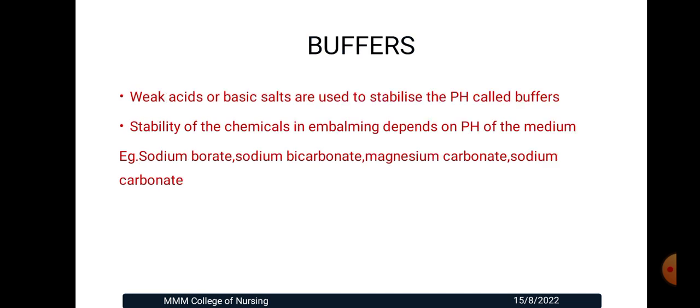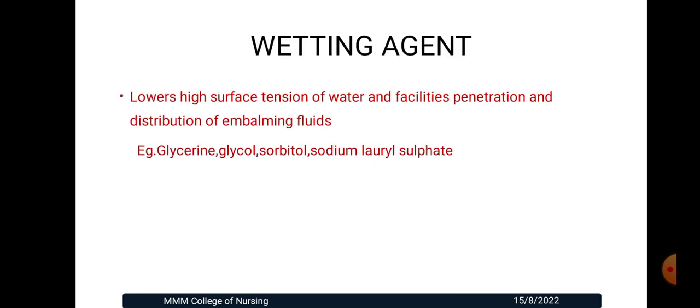Coming to the buffers, weak acids or base salts used to stabilize the pH are called buffers. Stability of the chemicals in embalming depends on the pH of the medium. Example, sodium borate, sodium bicarbonate, magnesium carbonate, sodium carbonate. Wetting agents lower the high surface tension of the water and facilitate penetration and distribution of embalming fluids. Example, glycerin, glycol, sorbitol, sodium lauryl sulfate.